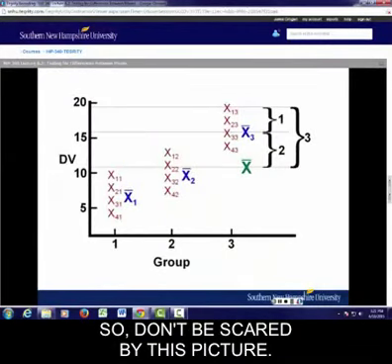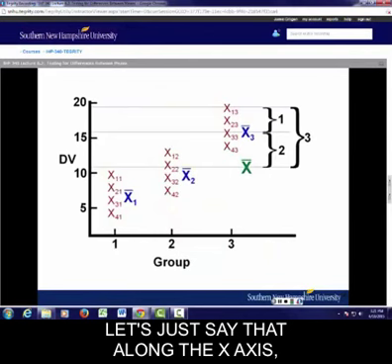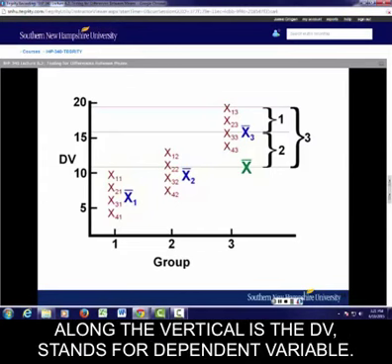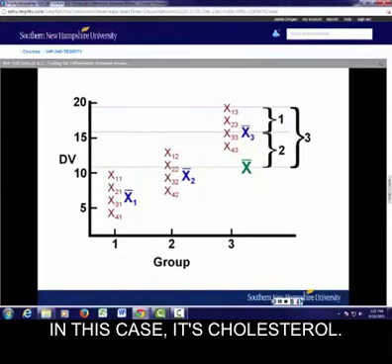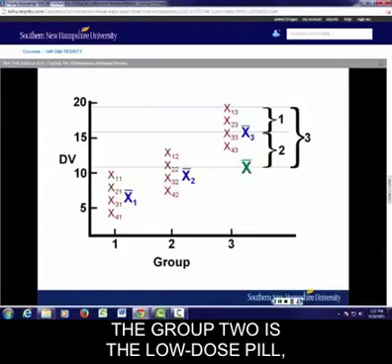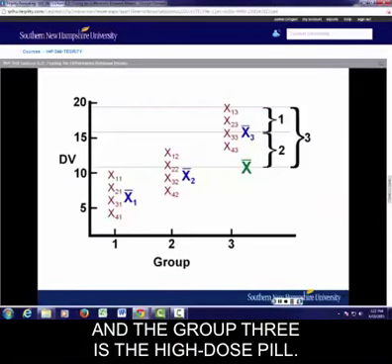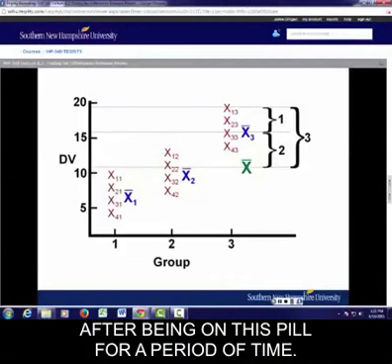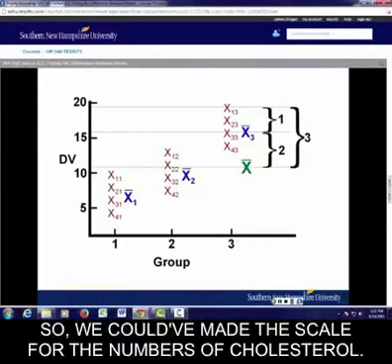So don't be scared by this picture. Let's just say that along the x-axis we have our 3 groups, groups 1, 2, and 3. Along the vertical is the DV, which stands for dependent variable. In this case it's cholesterol. So we're going to put these people on their different pills. Group 1 is the placebo pill, group 2 is the low dose pill, and group 3 is the high dose pill. And we're measuring what their cholesterol does after being on this pill for a period of time. So the dependent variable is cholesterol. So we could have made the scale for the numbers of cholesterol.